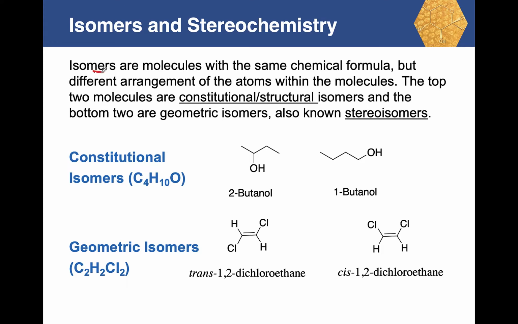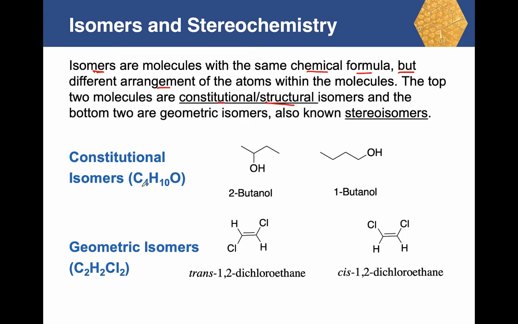Isomers are molecules with the same chemical formula, same number of carbons and hydrogens and heteroatoms. Key, but there are different arrangements of the atoms within the molecules. Different arrangements. Here are two examples. The top here are called constitutional or structural isomers.